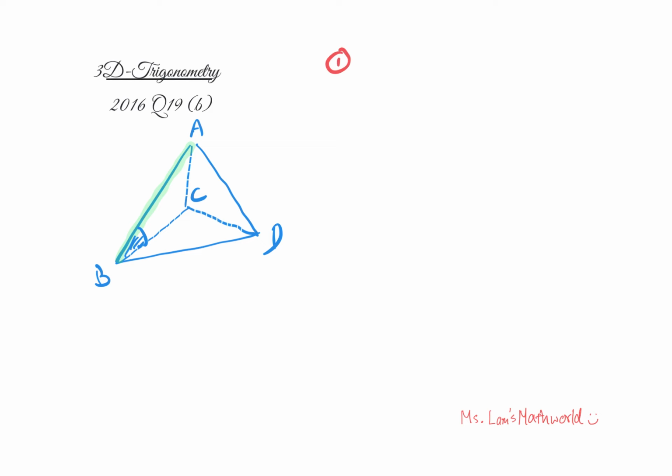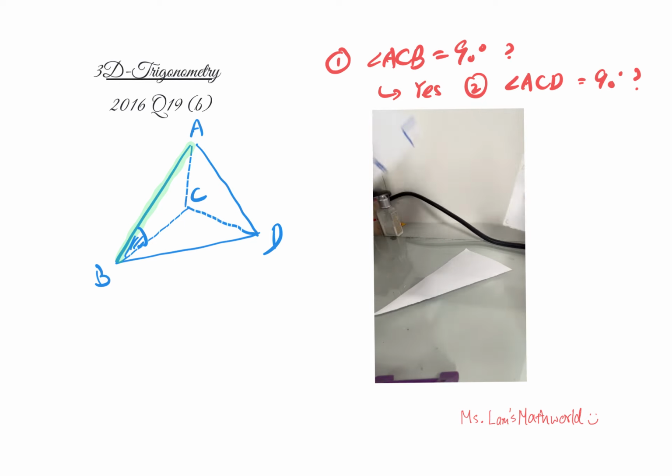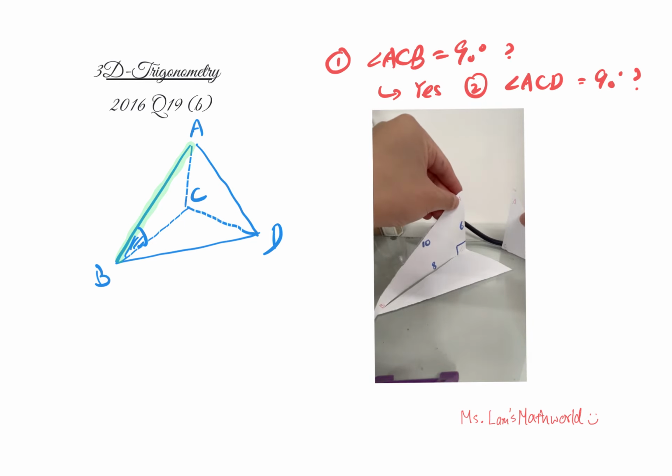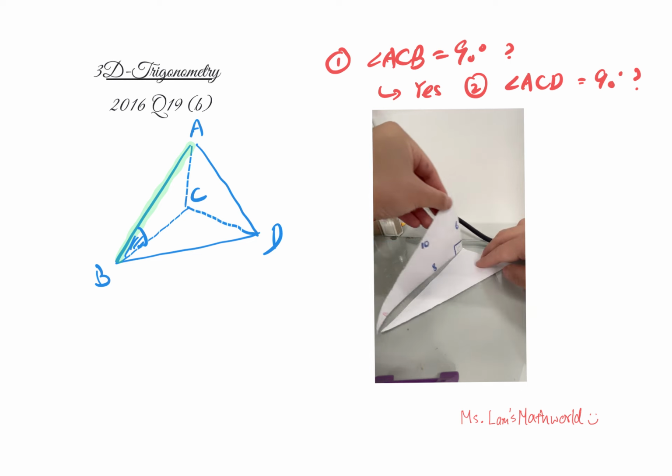Number one, whether angle ACB is 90 degrees. So if yes, then we check step 2, angle ACD, if it is also 90 degrees. So how does it look? It means we are going to check it one by one, right? So the first one, we have to make sure that angle ACD is 90 degrees.